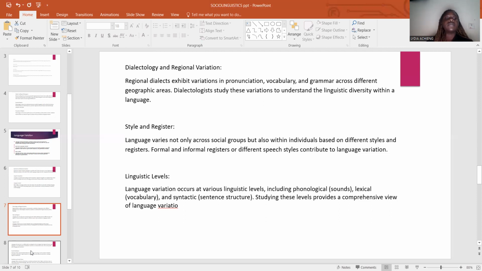Linguistic levels. Linguistic variation occurs at various linguistic levels, including phonological, sounds, lexical, vocabulary, and syntactic, sentence structure. Studying these levels provides a comprehensive view of language variation.